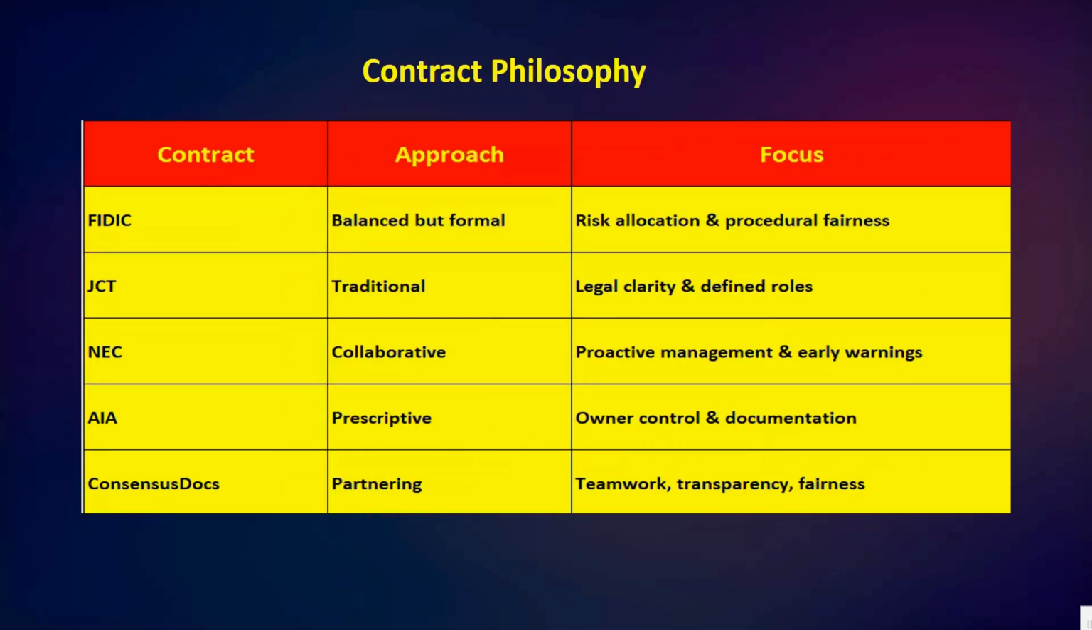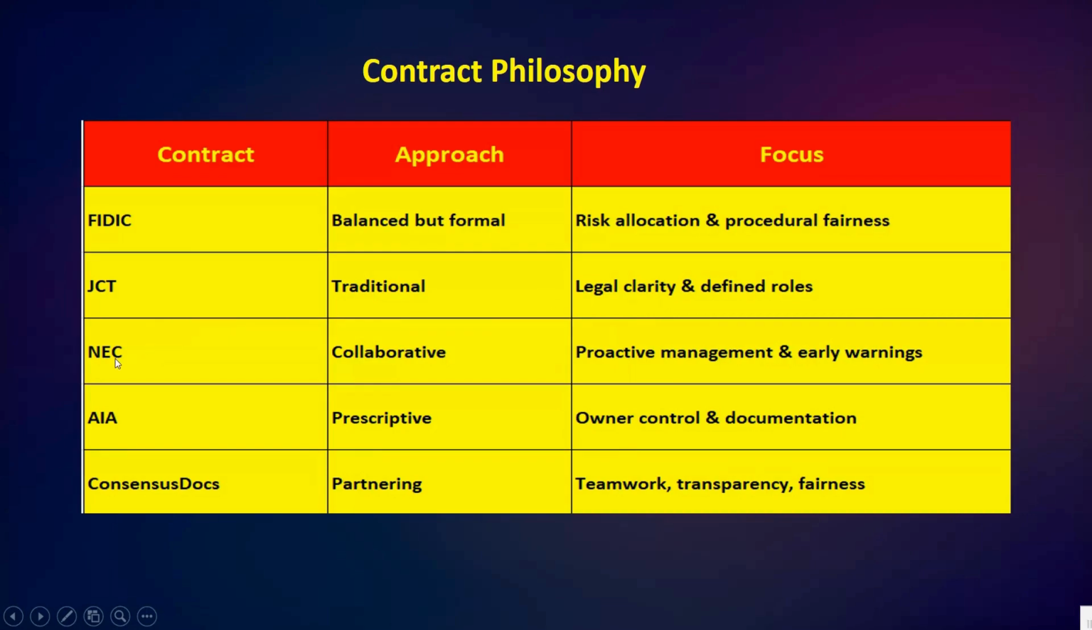Next we have contract philosophy. Each of these forms follows a different philosophy. FIDIC is balanced but formal, with risk allocation and procedural fairness. So FIDIC aims to be balanced yet formal, ensuring fair risk allocation and procedural compliance. Second, we have JCT. JCT is the traditional form. It is legally detailed with clearly defined roles.